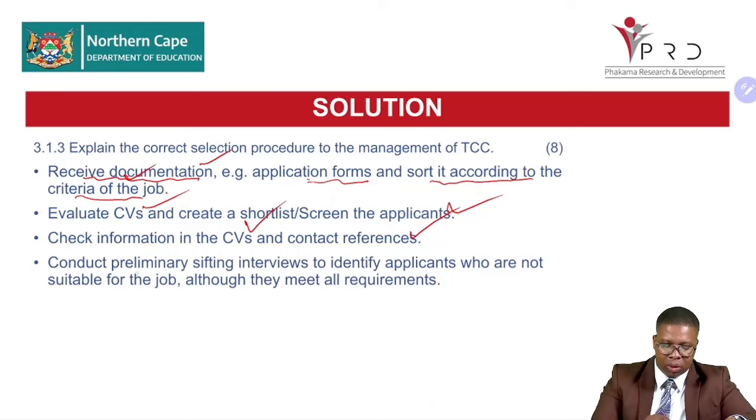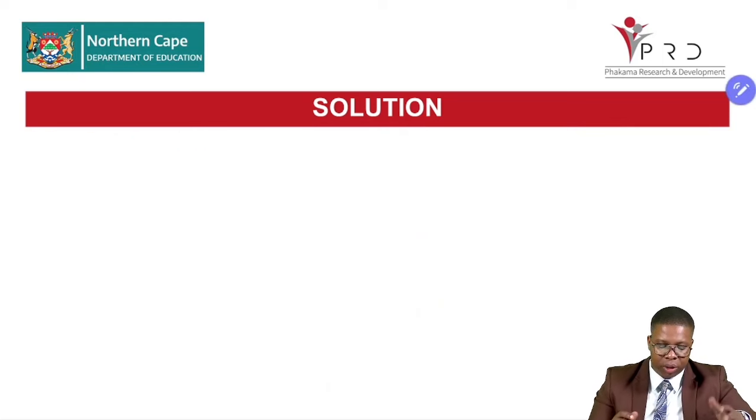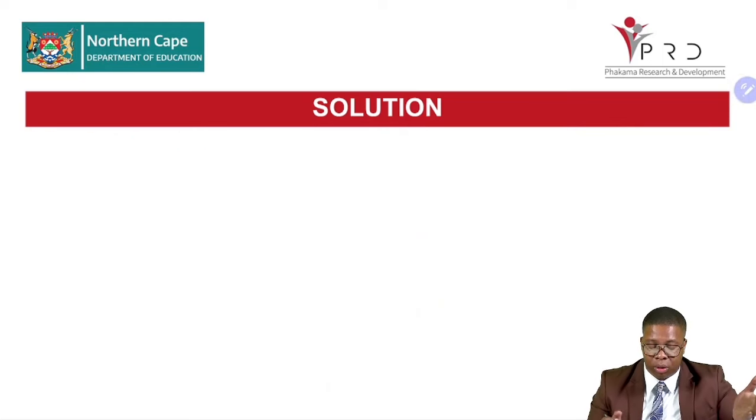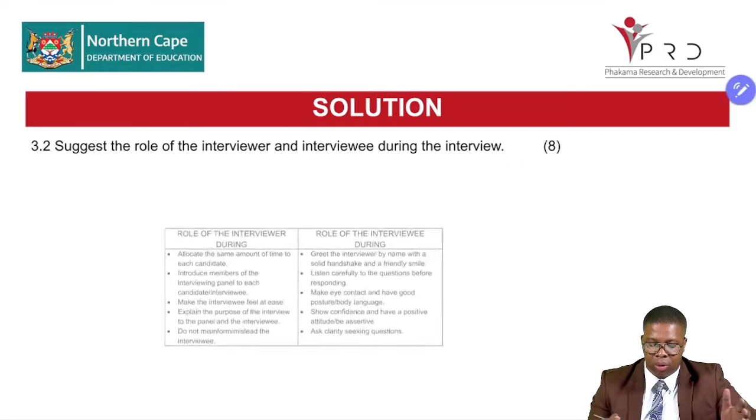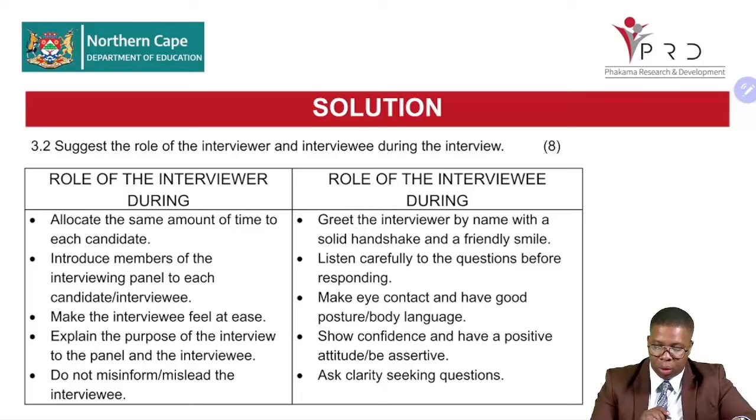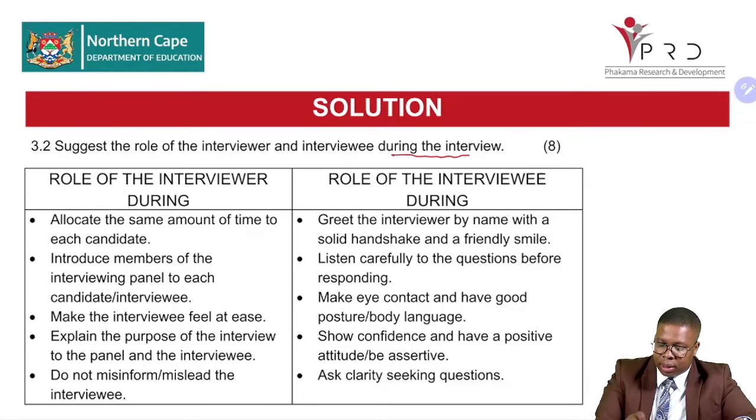Then another one is conduct preliminary sifting interviews to identify applicants who are suitable or who are not suitable for the job. So you identify then who is not suitable, although they have met the requirements. So sometimes, yes, you meet the requirements, but you are not suitable. Then suggest the role of the interviewer and interviewee in the interview. So this is the role now: the role of the interviewer and interviewee during the interview.